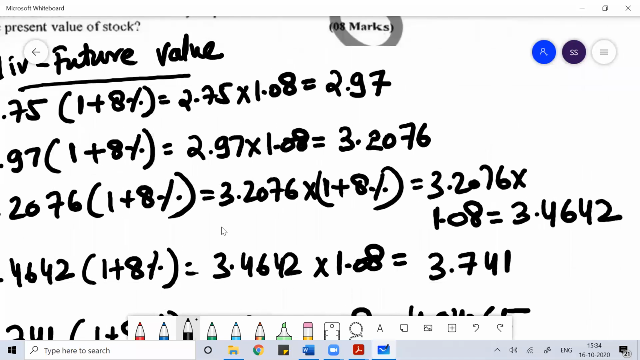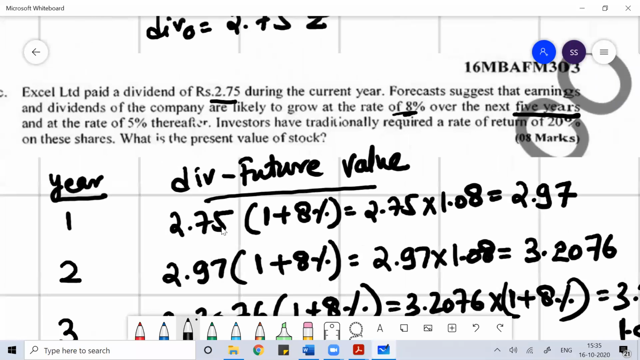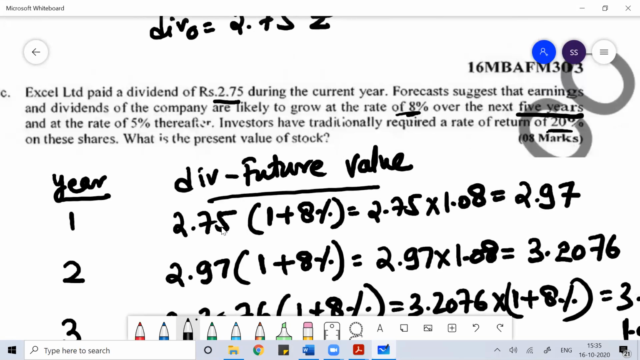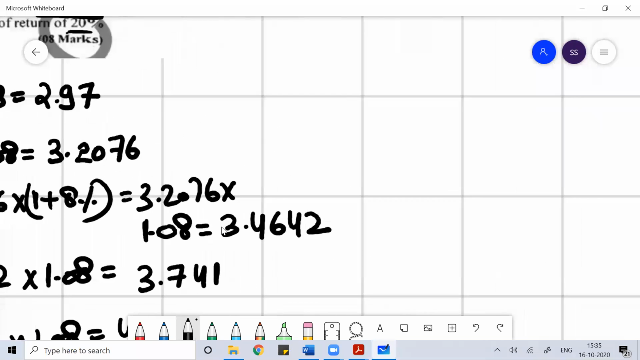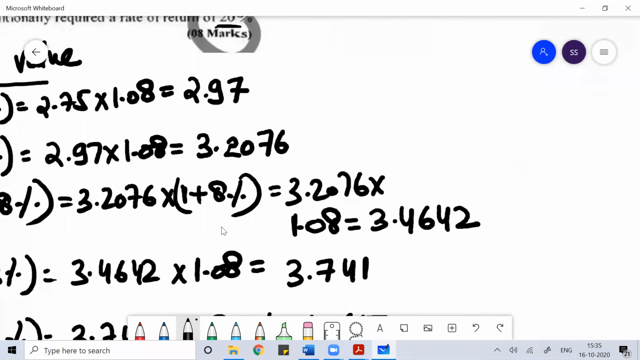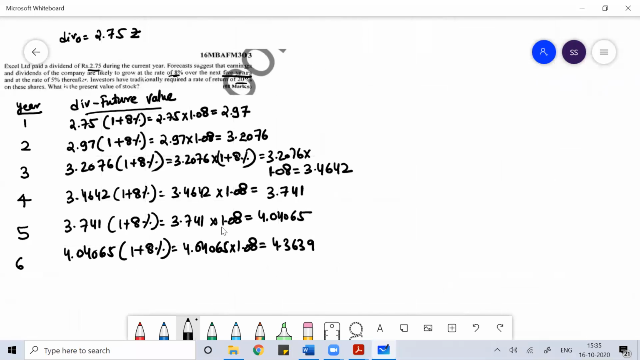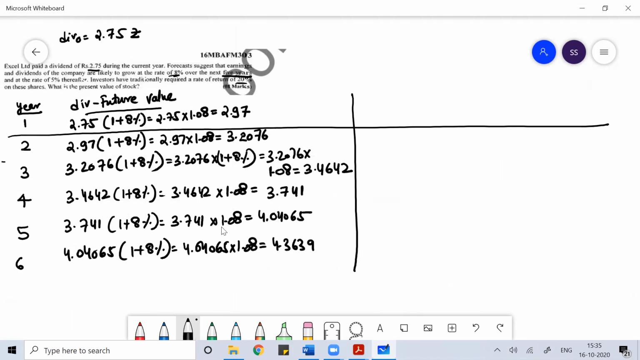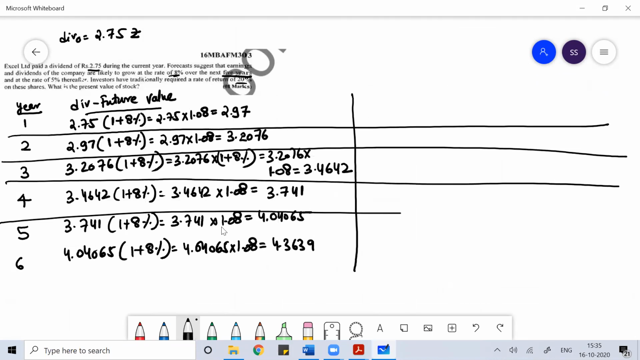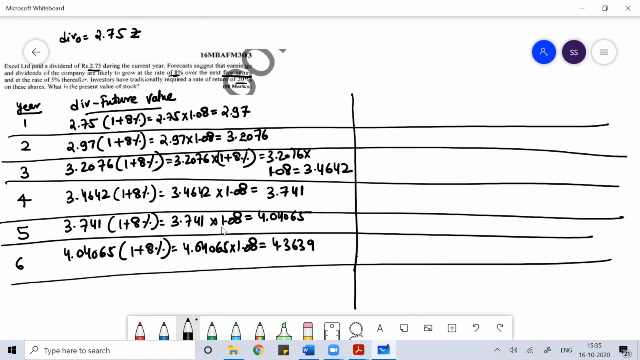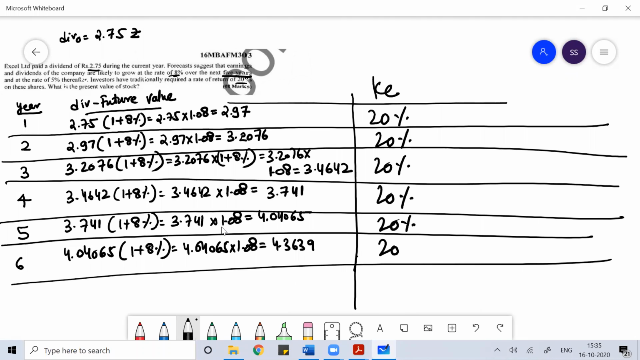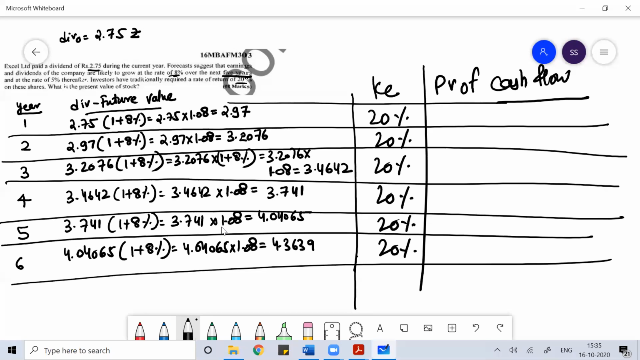Once you get the future value of dividend, you know the discounting rate, and the discounting rate of return is 20%. So you can find the present value of the share. These are your future values of your dividend. Once you get them, you can use the discounting rate of 20% to find the present value of cash flow.